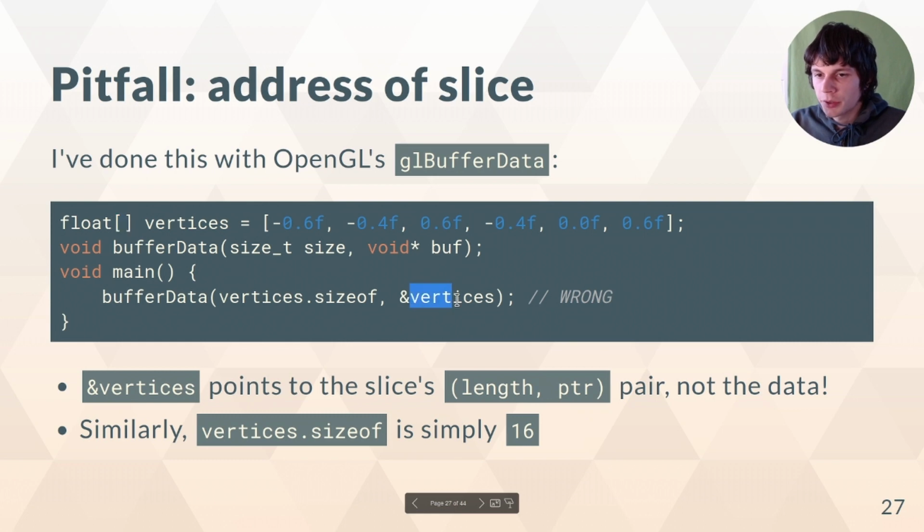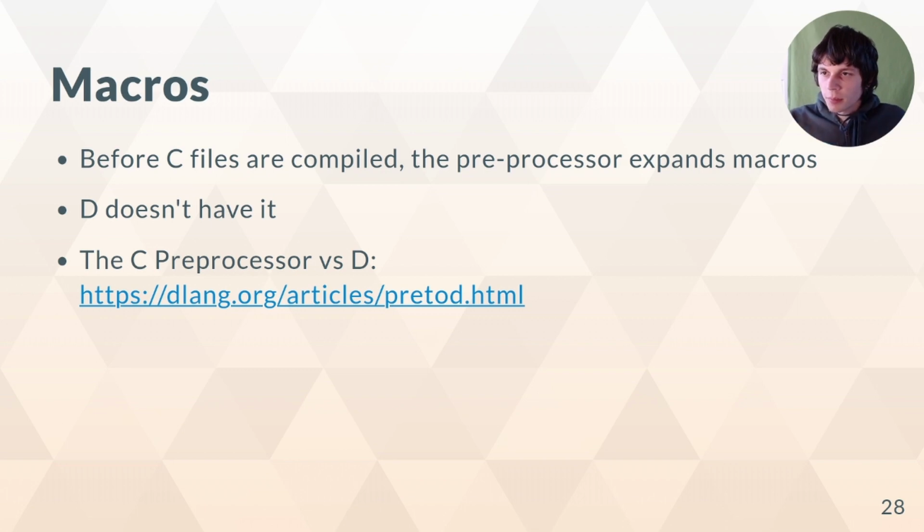Or pass vertices.ptr and use vertices.length times float.sizeof instead of vertices.sizeof. Now let's talk about macros.